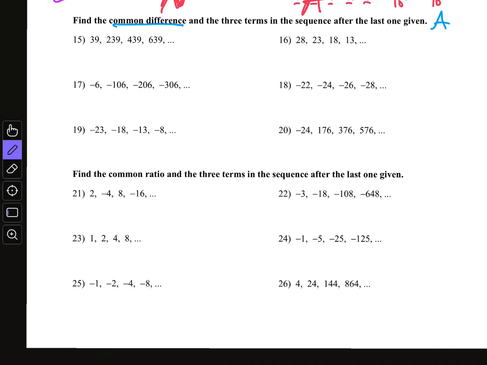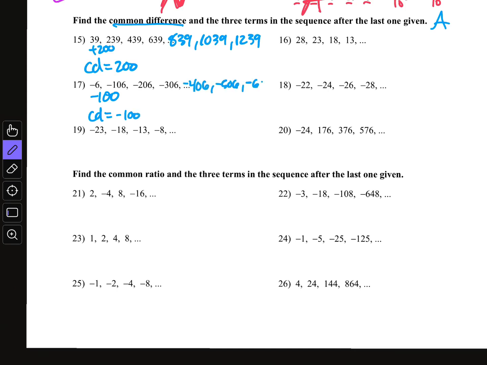All right, so hopefully you figured it out pretty easily. Looks like we're adding 200 here. So our common difference would be positive 200. So it would be 839, 1039, 1239. Okay, number 17. Looks like we are subtracting 100. So our common difference is negative 100. So negative 406, negative 506, negative 606.